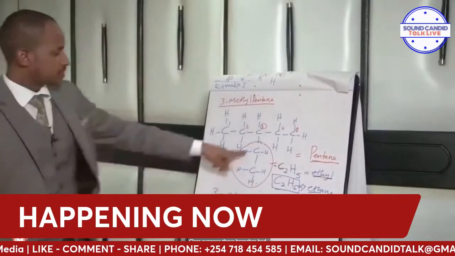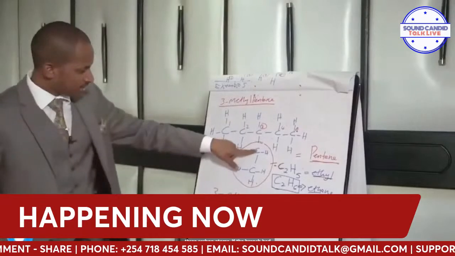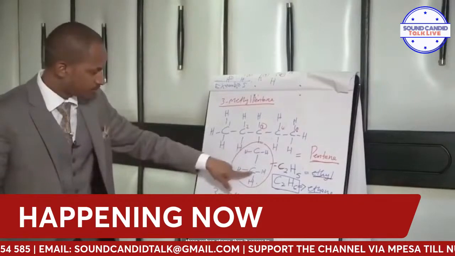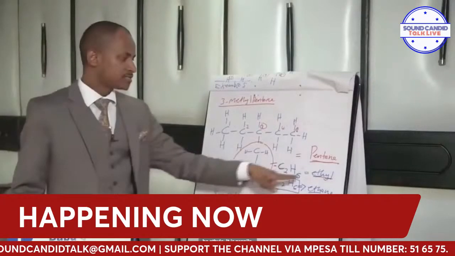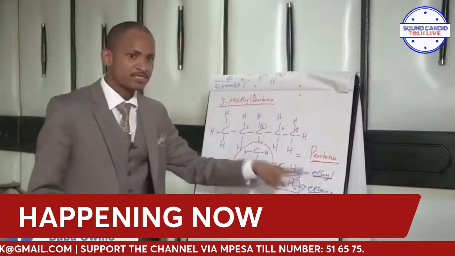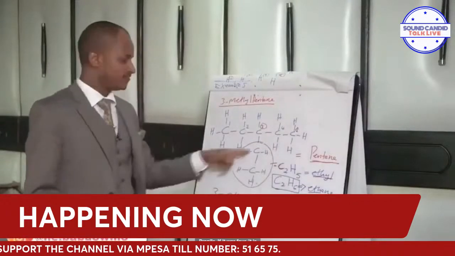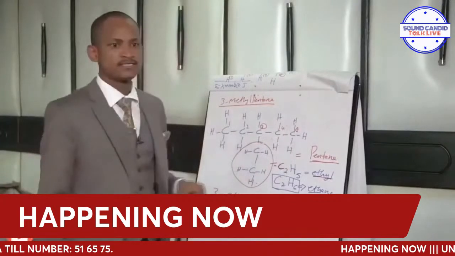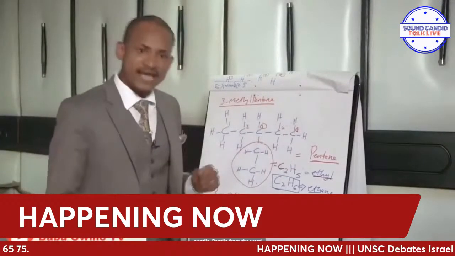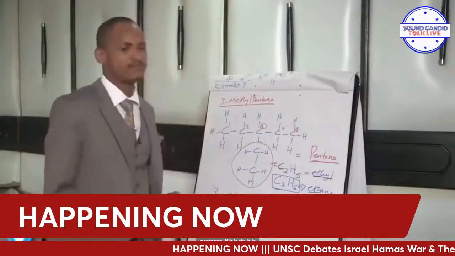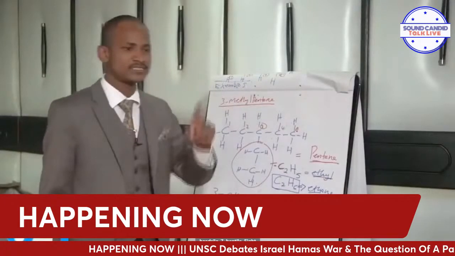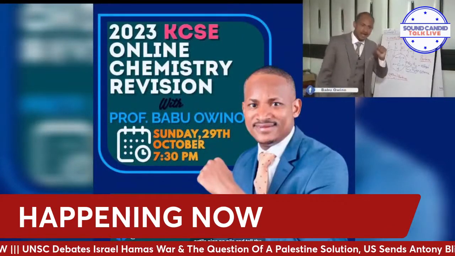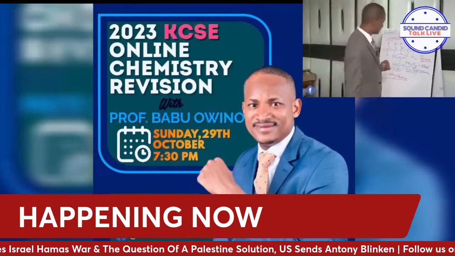Class, suppose these branches had 3 carbon atoms. If the branch had 3 carbon atoms, then it ceases to be ethyl. It is propyl. If it was 4, it is butyl. If it is 5, it is pentyl, from the word pentagon. If it is 6, it is hexyl. 7, heptyl. 8, octyl. 9, nonyl. And 10, decyl.